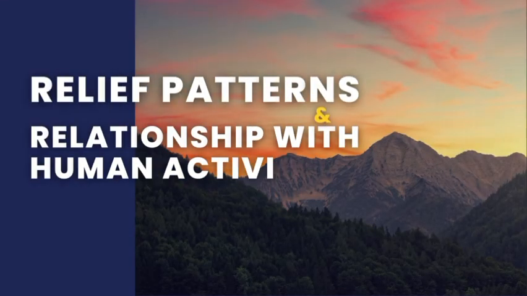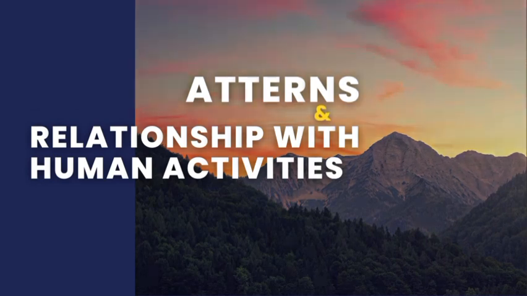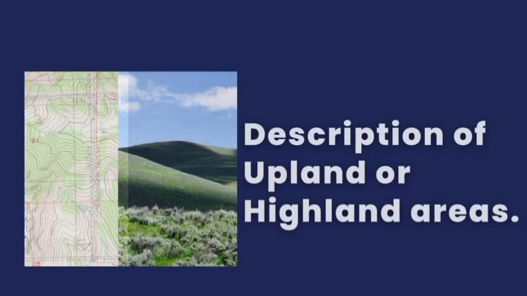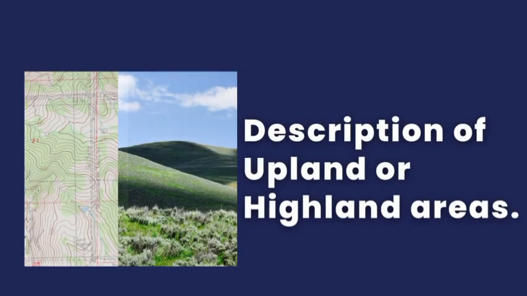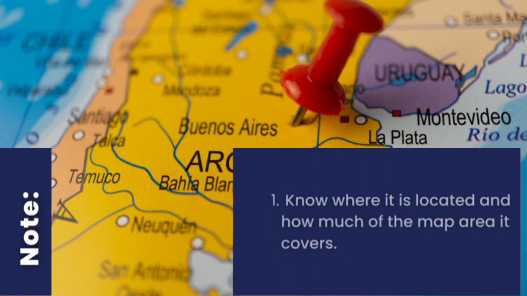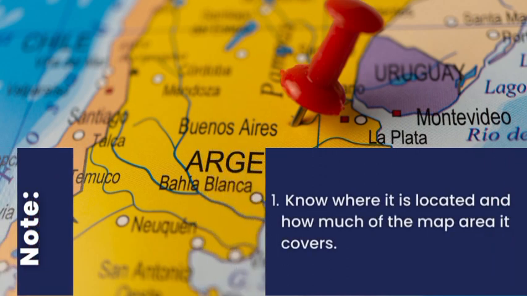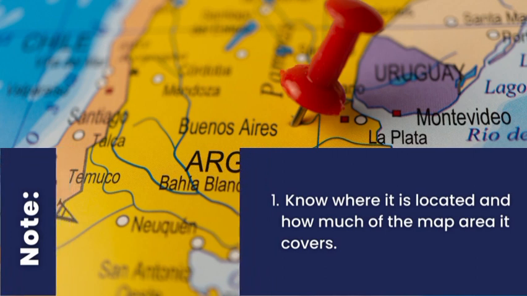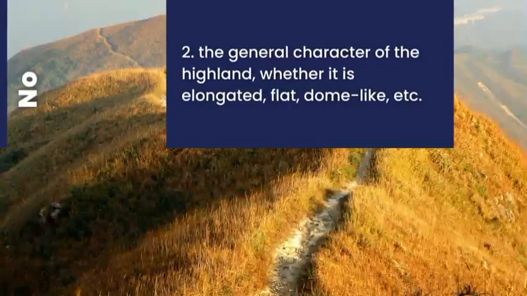Today we are going to be looking at relief patterns and relationship with human activities. Firstly, we are going to be talking on the description of upland or island regions. Take note of what we need to know. Firstly, we need to know where the location is on our map and the area it covers. From the map, you must be able to identify that.